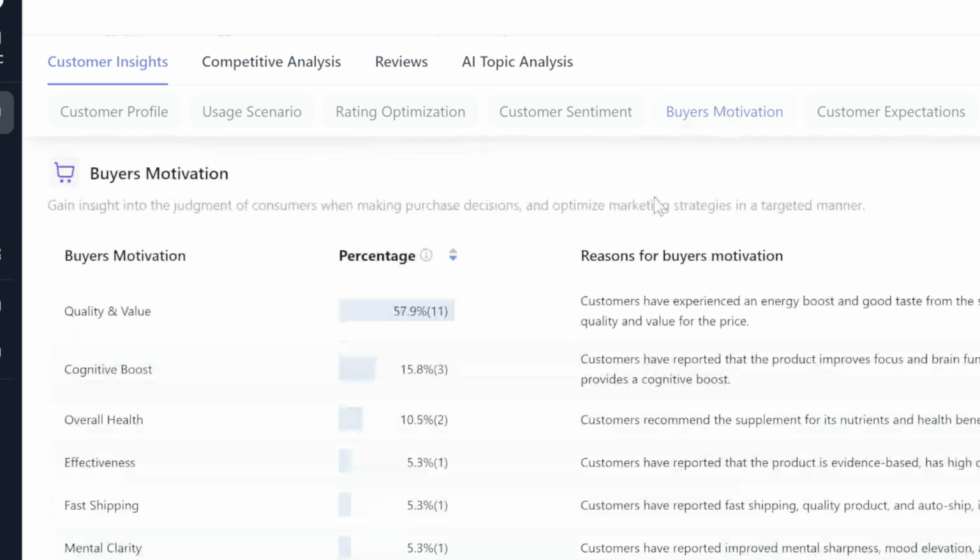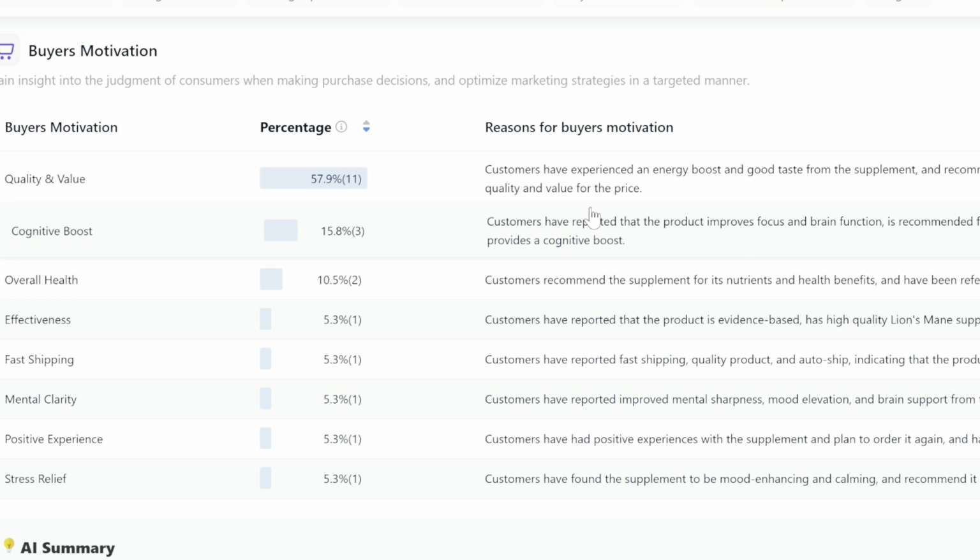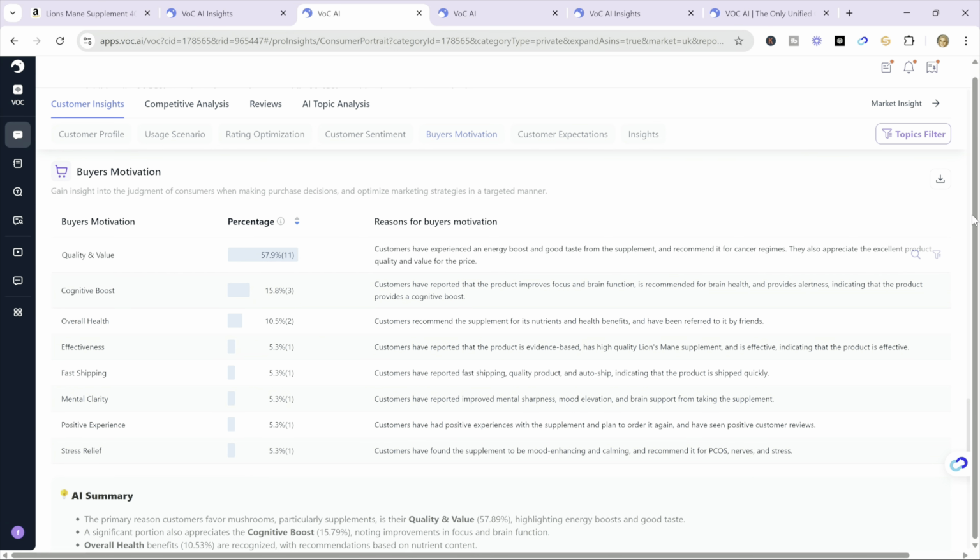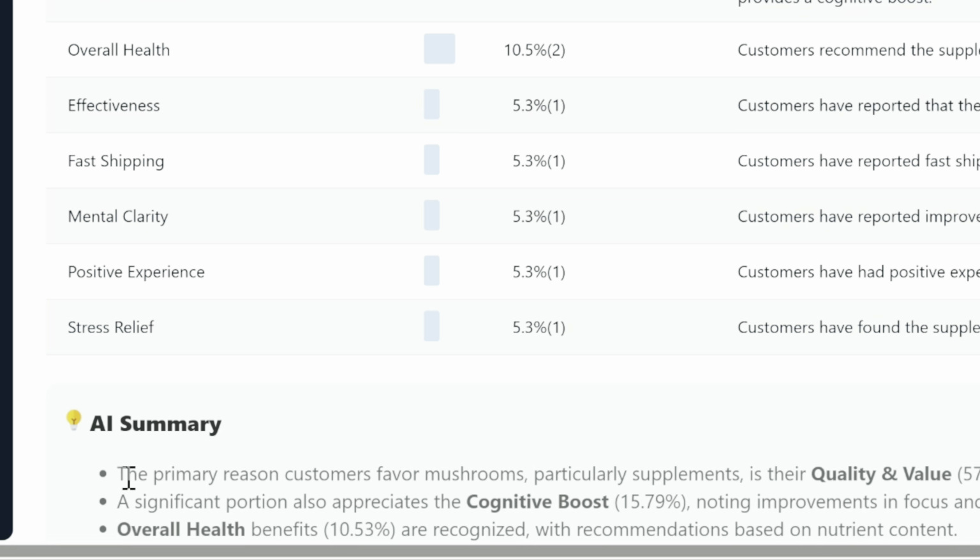Let's look at the buyer's motivation. So, usage scenario was where they were using it, and now buyer's motivation is, for the people who've had a positive experience, why did they buy? And let's quantify it. So, quality and value, that's what people found, and it's nearly 58% of the people. They had an energy boost, they liked the taste and value for the product. Happy people, and then other reasons are cognitive boost and overall health. So, happy people, and you know why. Again, you get an AI summary of key reasons why people were motivated to buy this product.